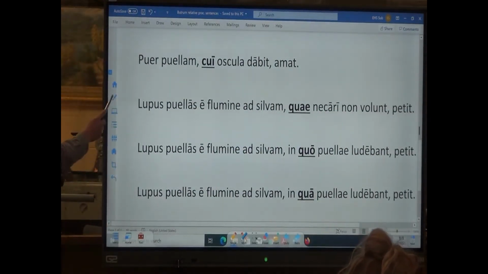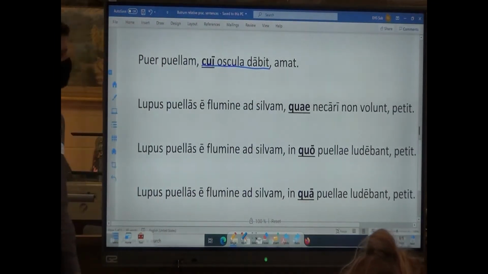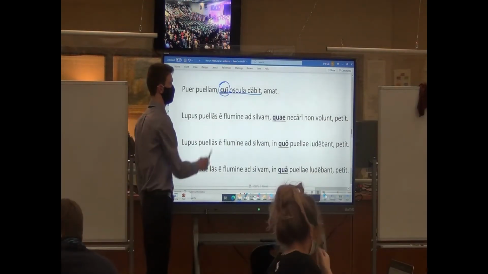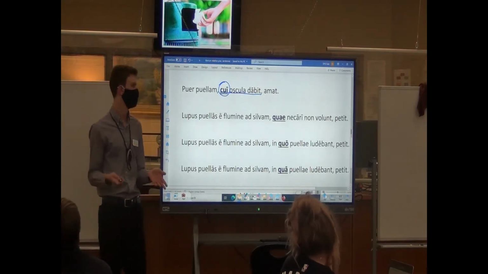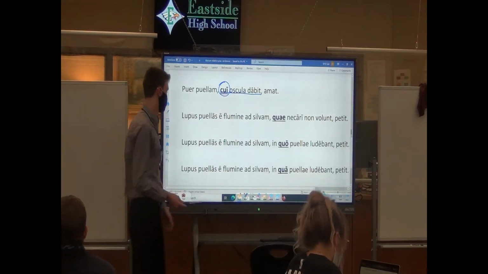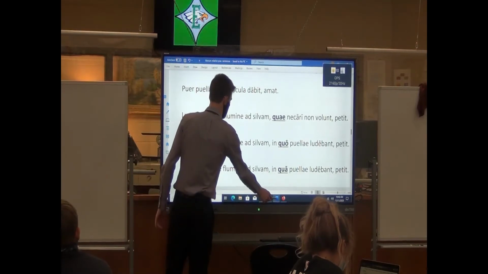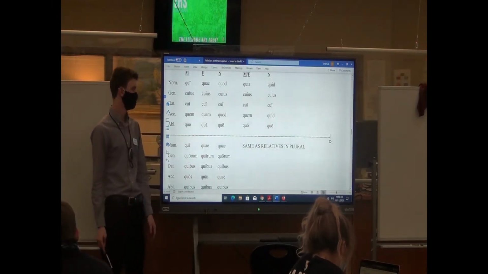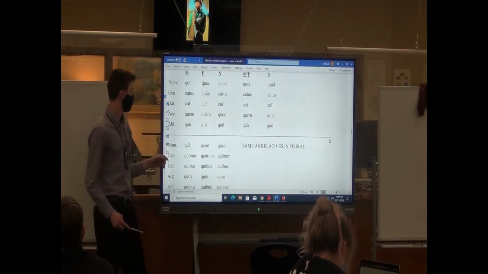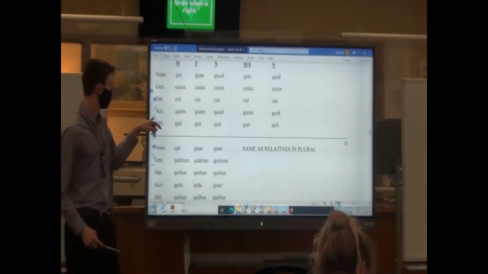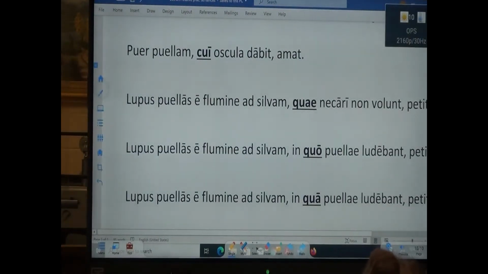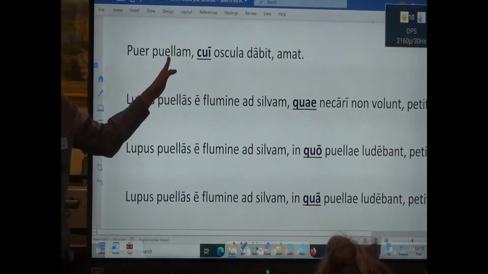Okay, what is our relative clause here? Qui oscula dabit. Why do we know that's the relative clause? Because it has a relative pronoun. A relative pronoun always serves a relative clause. Simple enough. Qui. What case is that? Dative singular. Dative singular. So, qui. Ignoring that, just these three right here. So, the boy loves the girl is our main sentence, right?